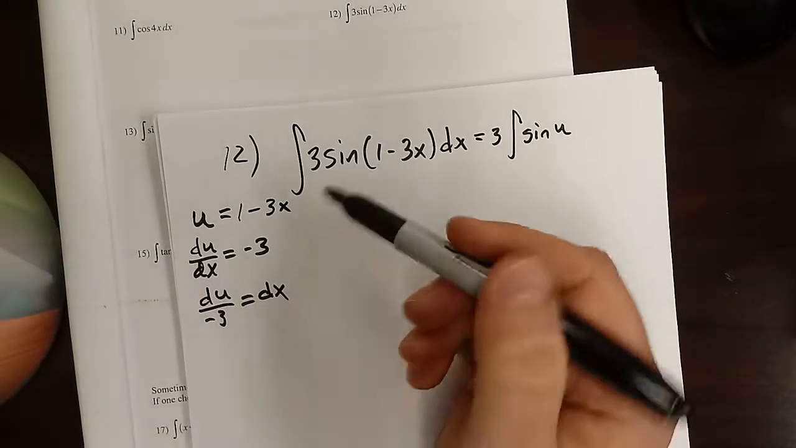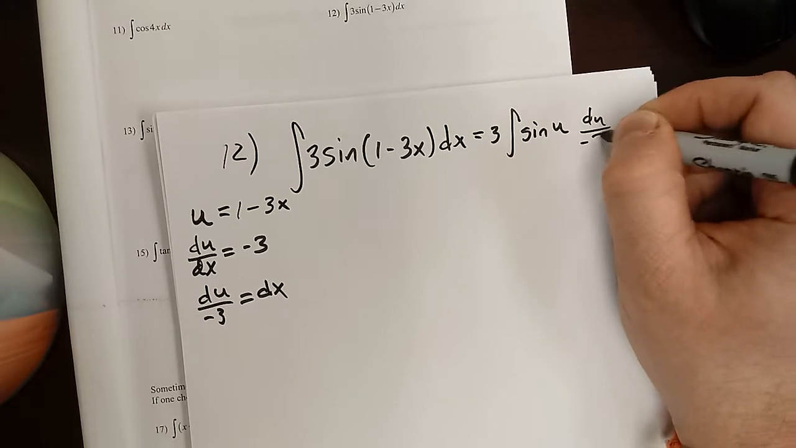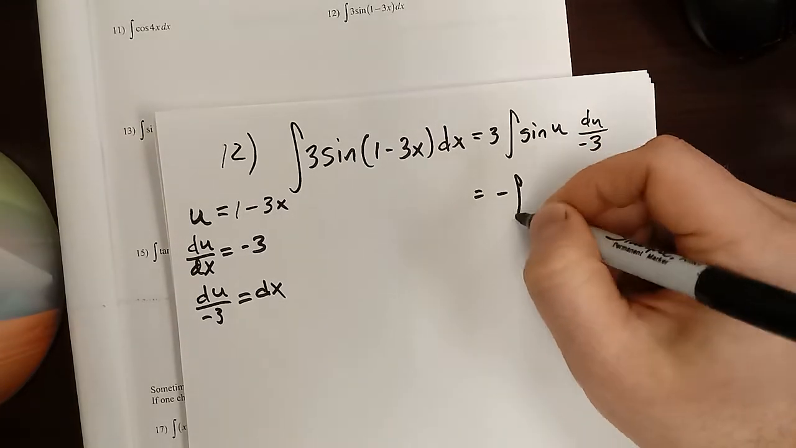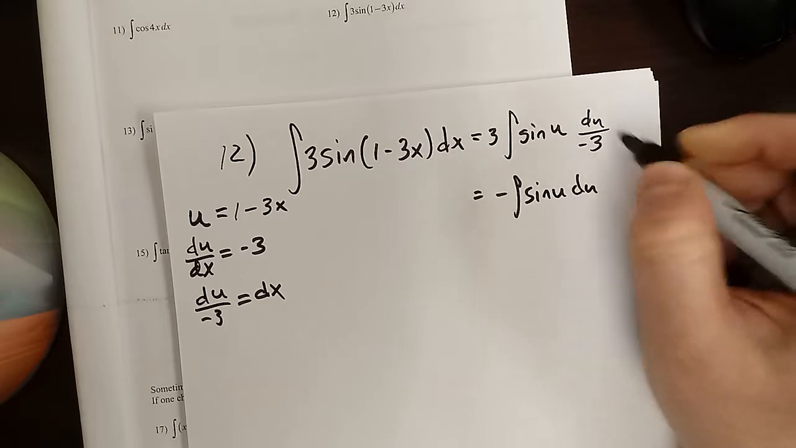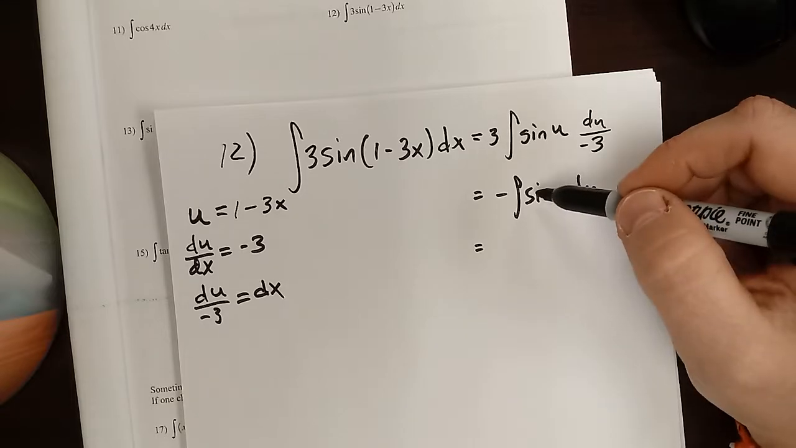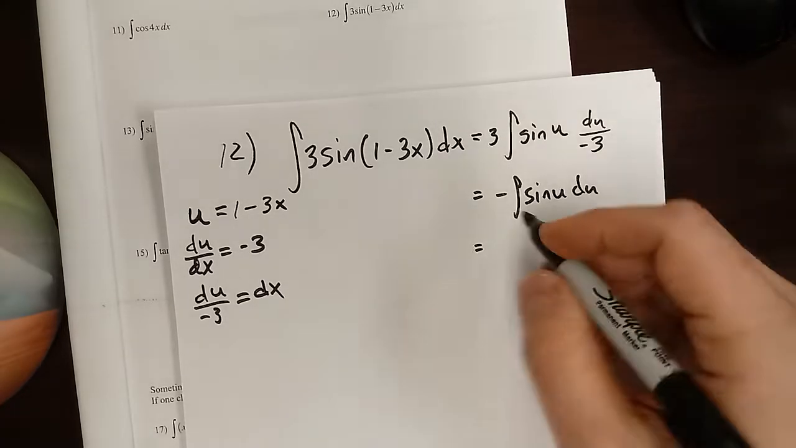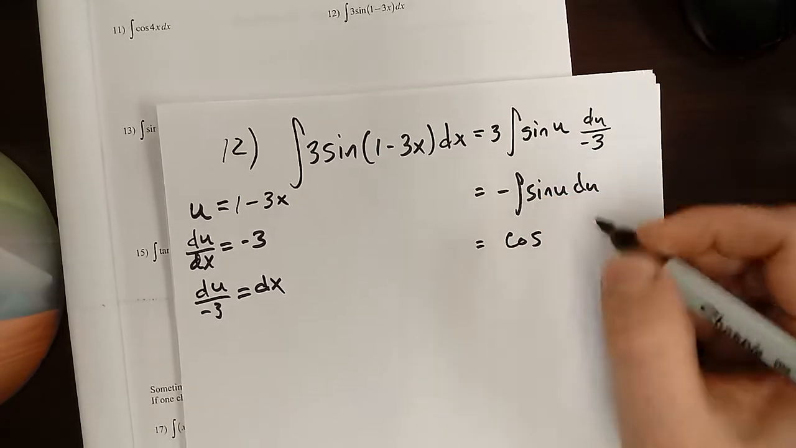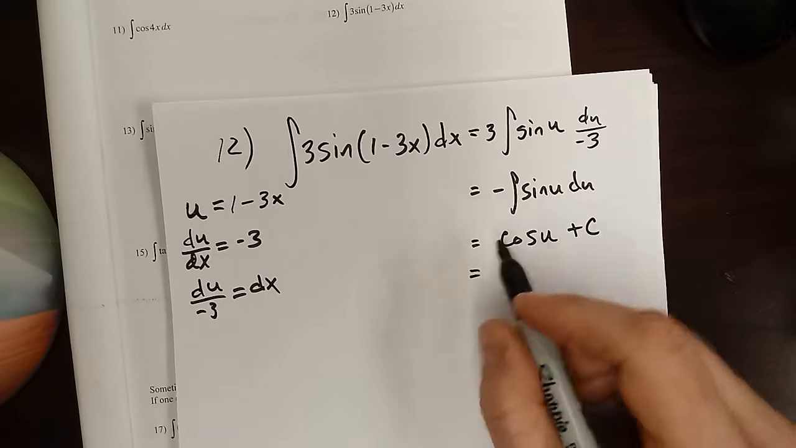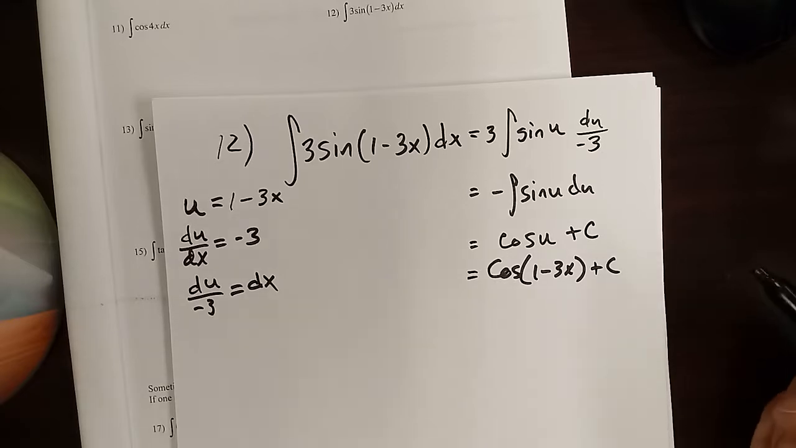So if you were predicting that we were going to have a negative 3 there, you can see that the 3 and the negative 3 are going to cancel each other, and we're going to be left with a negative sine u du. And so remember, when we think about what we took the derivative of, we take the derivative of cosine and we get negative sine. Well, this is already a negative. So that means we took the derivative of cosine and we got this. So cosine of u plus c. So then let's see, cosine of u, we'll just drop our u back in. So cosine of 1 minus 3x plus c, and we'll call it a day.